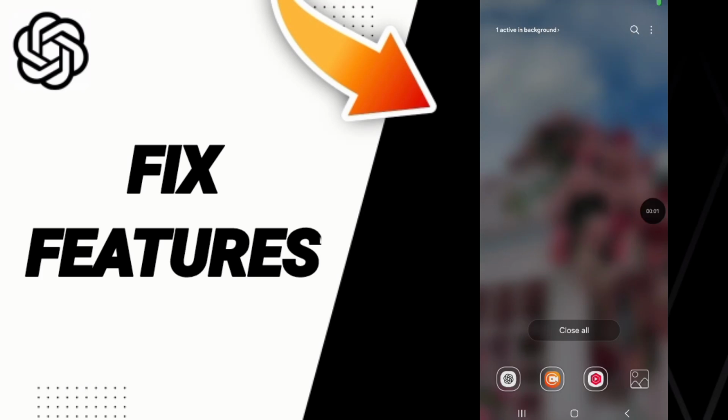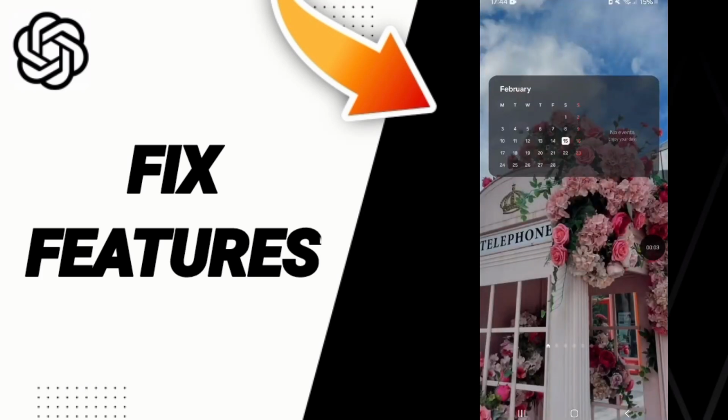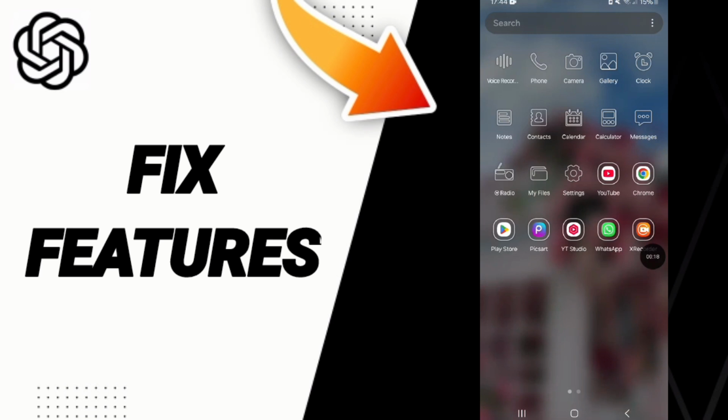Hello everyone, today we will talk about how to fix or how to solve the problem of features on the application of ChatGPT.